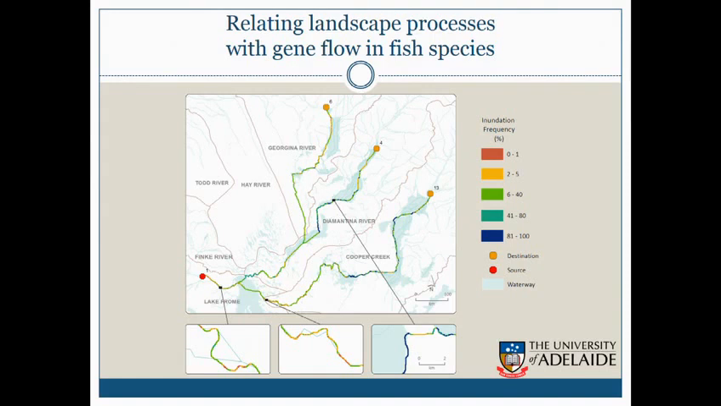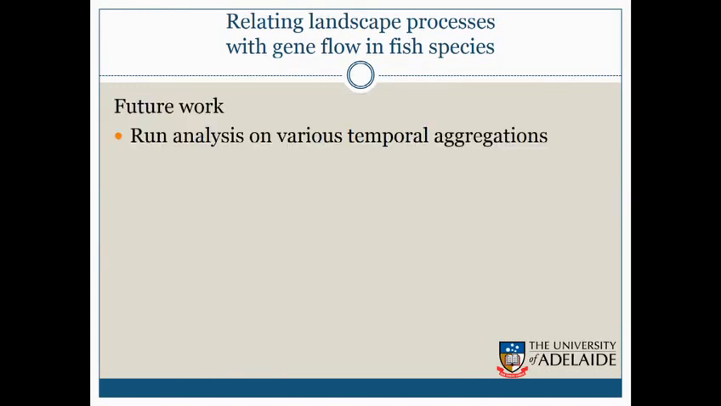Whereas this location over here is quite obviously an area of high frequency of inundation, and they might be very important regions of providing refuge for the golden perch. It would be really good to be able to run this analysis in different temporal aggregations to figure out what type of inundation event does allow for connection between these populations. That's a work in progress.